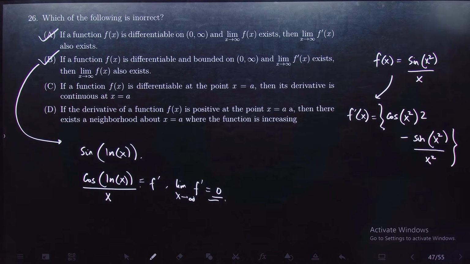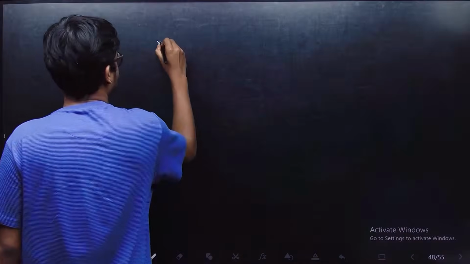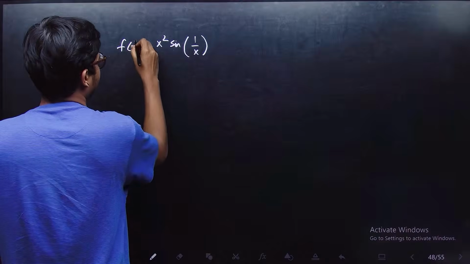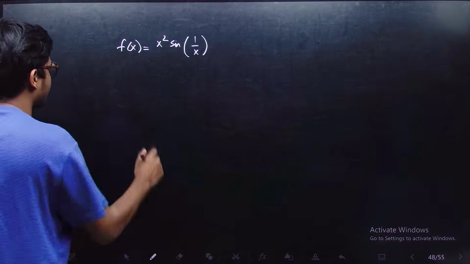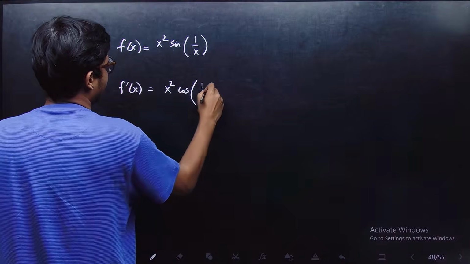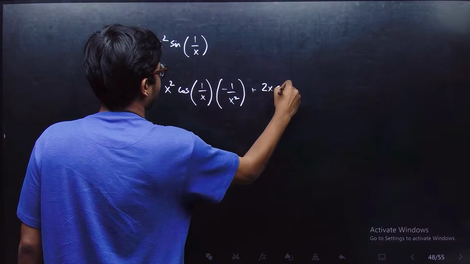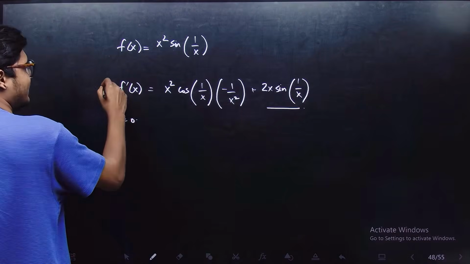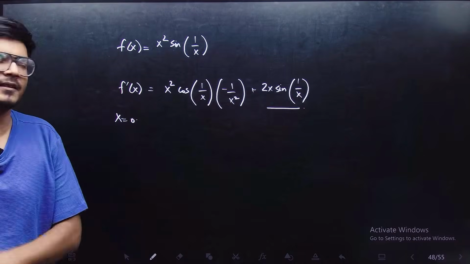For this, if you just consider, let's say, x square sine 1 by x, so for option C, this is f(x), right? As x goes to 0, this quantity is going to go to 0, that's clear. So if I look at f prime x, that's going to be x square cos of 1 by x times minus 1 by x square plus 2x sine 1 by x. Again, x sine 1 by x does exist. If you look at the point x equal to 0, clearly the derivative is not going to be continuous, because 1 by x, as x goes to 0, goes to infinity.